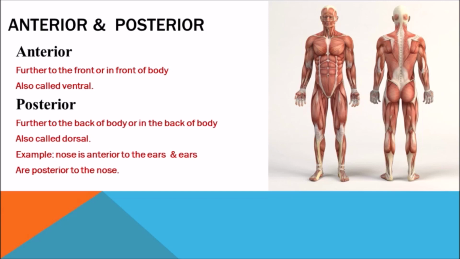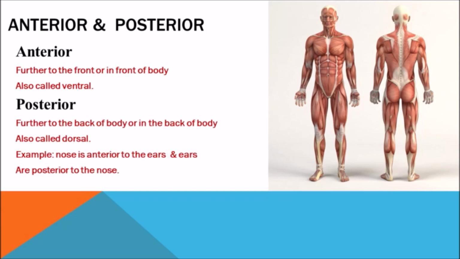Sometimes instead of anterior and posterior we can also use the terms ventral and dorsal. When we talk about the anterior side, it means we are talking about the ventral side of the structure, and if we talk about the posterior side, it means we are talking about the dorsal side of that particular structure or the body of the patient.